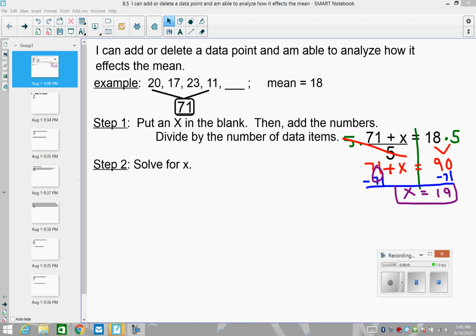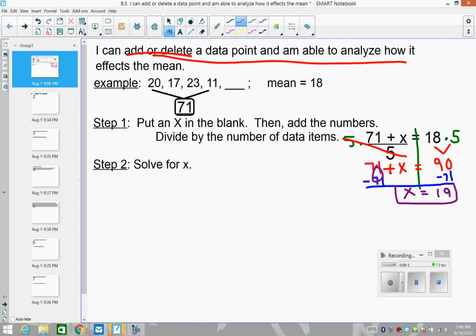Hey, math friends. So our learning target today is that I can add or delete a data point and be able to analyze how it affects the mean. So we know how to calculate mean, but what happens if I add a new test score to the data set? How does that change things? Or if I delete one, how does that change things? So here's our first scenario.